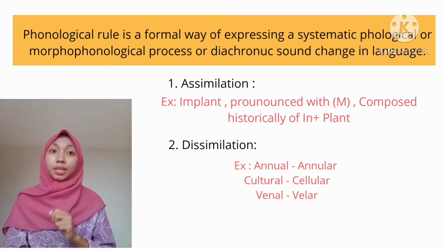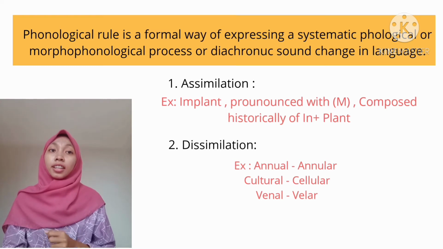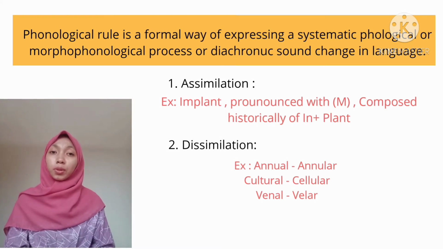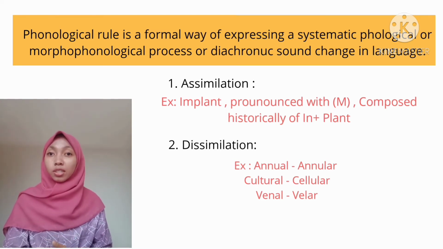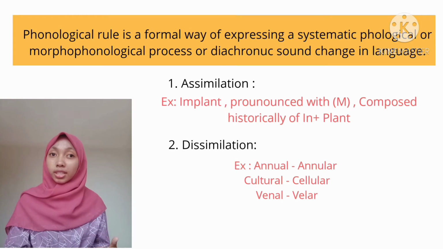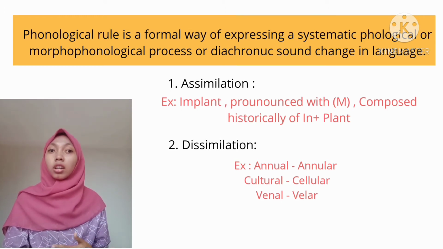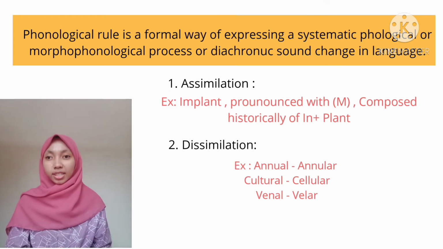The first is assimilation. Assimilation is phonological process in which a sound change in weight from phonemes, typically consonant or vowels, change to be more similar to other nearby sounds. It is a common type of phonological process across language.